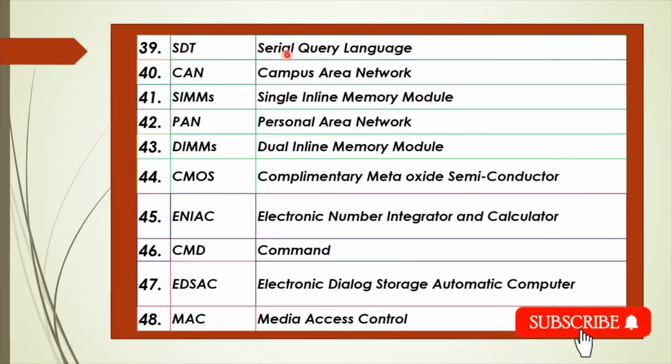Now, SQL, Structured Query Language. CAN, Campus Area Network. These are all very important, so just put in your mind CAN, Campus Area Network. SIMM, Single Inline Memory Module. PAN, Personal Area Network. DIMM, Dual Inline Memory Module. CMOS, Complementary Metal Oxide Semiconductor. ENIAC, Electronic Numerical Integrator and Calculator. CMD, Command. EDSAC, Electronic Delay Storage Automatic Computer.